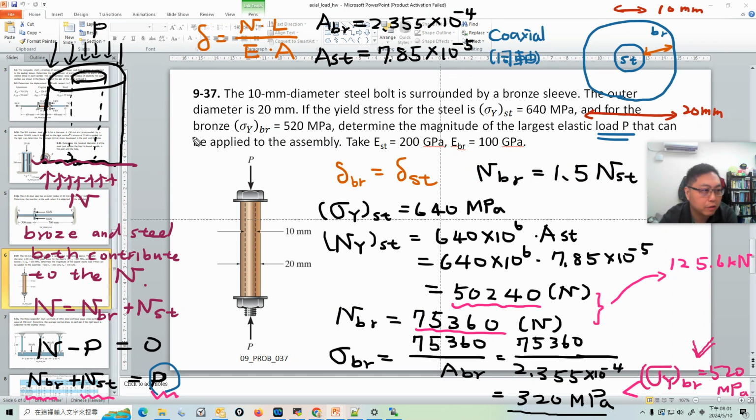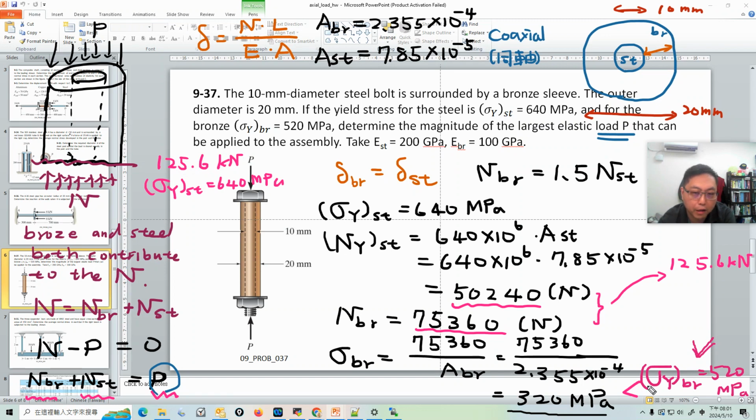So let's keep this answer, 125.6 kilonewton. At this condition, we apply the yield stress on the steel, 640 megapascal. This will give you the total load of 125.6 kilonewton.